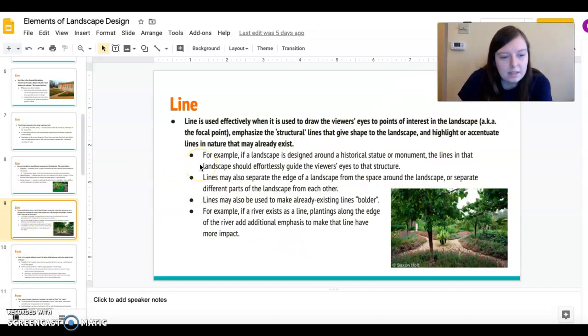All right, I think this is our last one about line, but we are powering through, folks. Line is used effectively when it is used to draw the viewer's eyes to points of interest in the landscape, aka the focal point. So it's what you're looking at in that landscape.